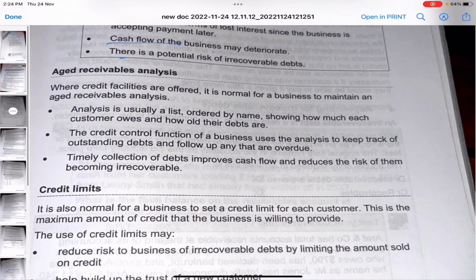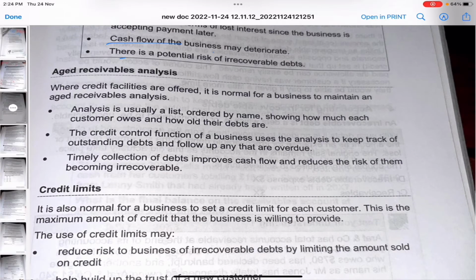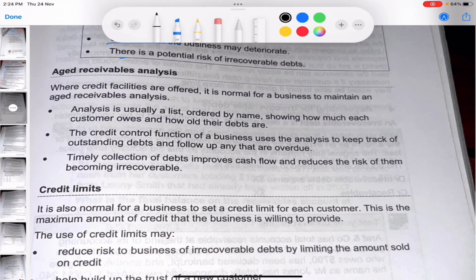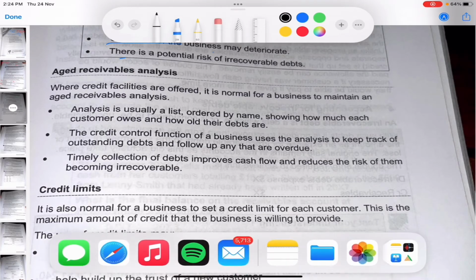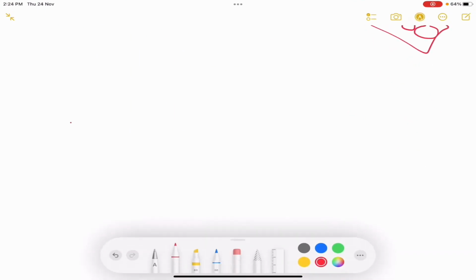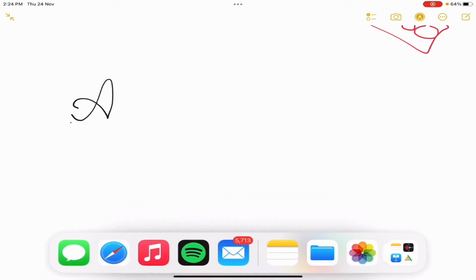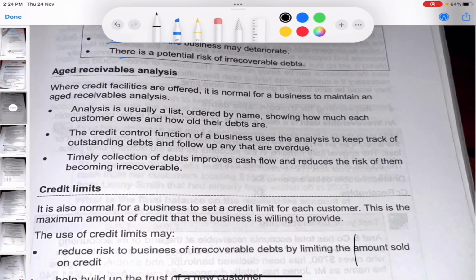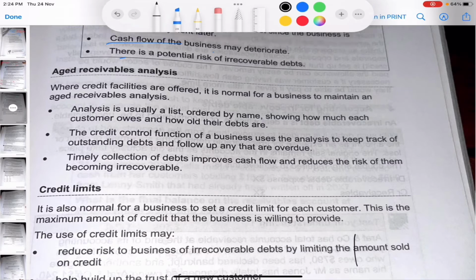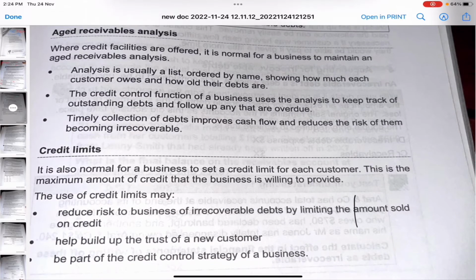What is aged receivables analysis? So aged receivables analysis is basically very, very easy. Let's say there was this person A. Okay, before explaining this, first take a moment to read this. Take a moment to read the aged receivables analysis and the credit limits, then I will discuss the same with you all.